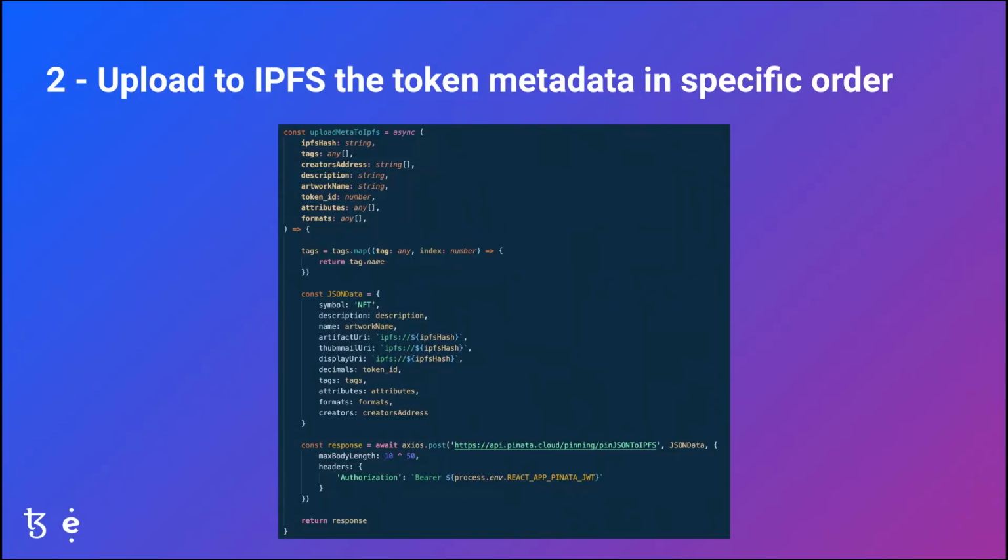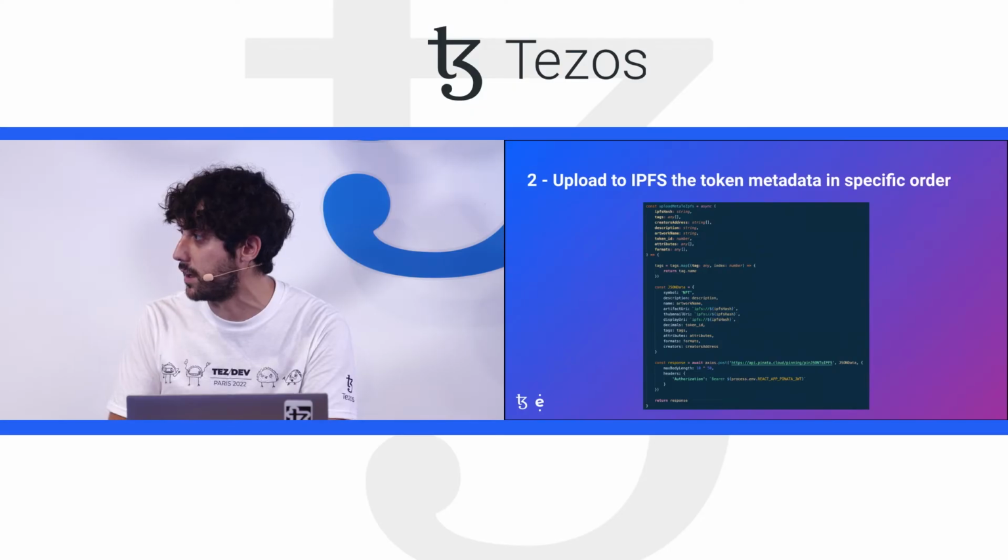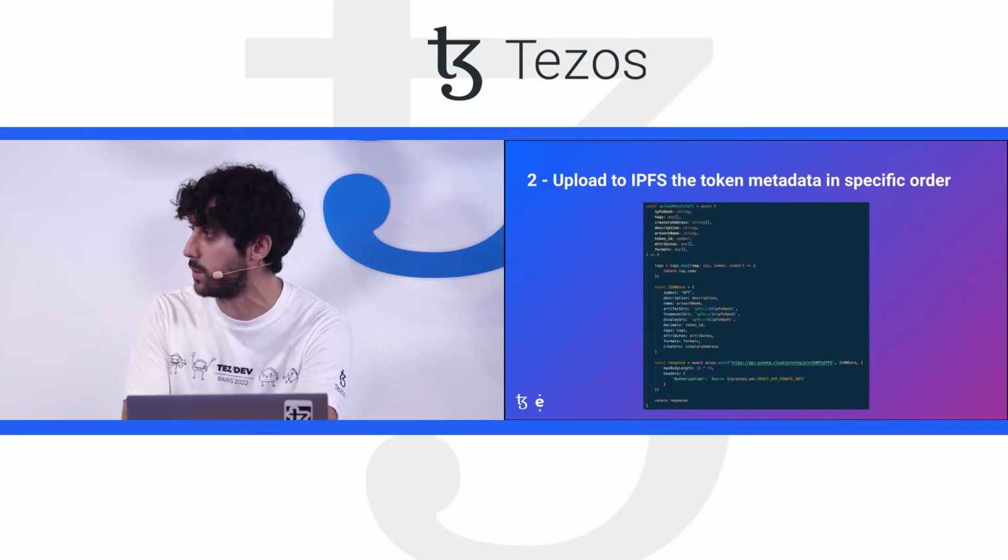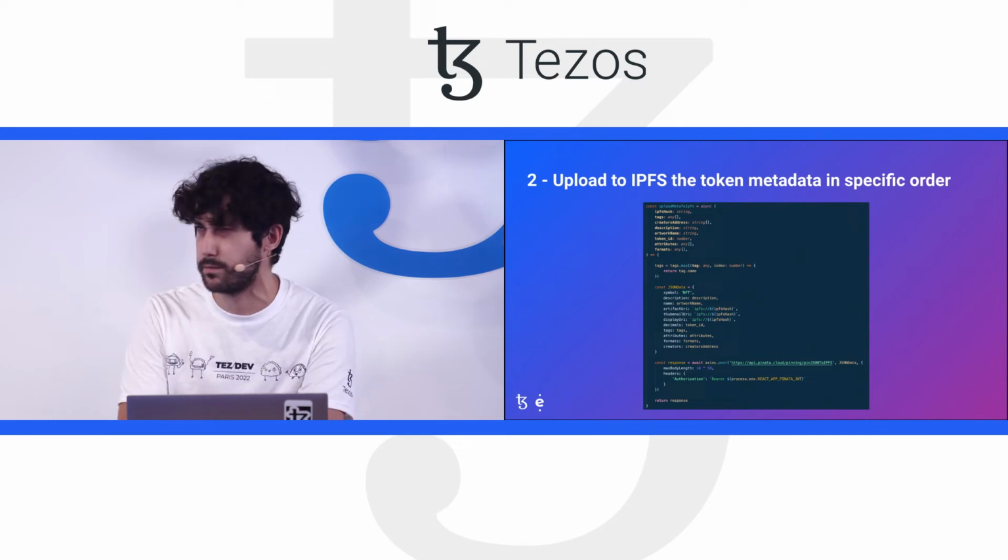Here we have all the information, all the metadata that the NFT needs in order to be minted. Here we can see the symbol, the description, name, artifact, thumbnail, display, decimals, and so on. All this information is specified in the FA2 standard.